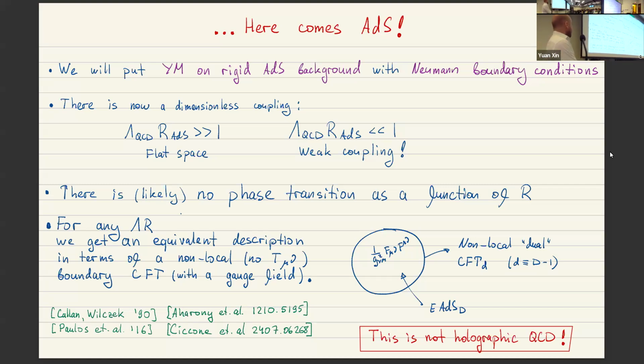For any coupling, we get an equivalent description of our system in terms of a non-local boundary conformal field theory, in which in some sense the gauge field survives because we have this Neumann boundary condition. That is more or less the picture: Yang-Mills sitting inside of, let's say, Euclidean AdS, which gives us a one-dimensional conformal field theory. The story of studying QCD in AdS is not entirely new, and especially recently there was some revival of these ideas.